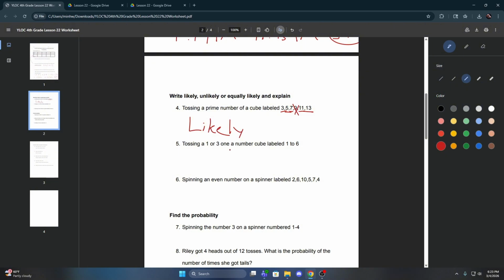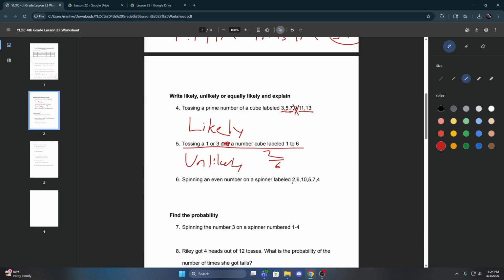5, tossing a 1 or 3. Sorry, this is written very weird. But tossing a 1 or a 3 on a number cube labeled 1 to 6, I think is what they're trying to say. In this case, that is not likely, right? Unlikely. Because a number cube labeled 1 to 6, like a die, is going to have 6 possible choices. And only being able to choose 1 or 3, that's only 2 out of the 6 outcomes, right? So that's unlikely.